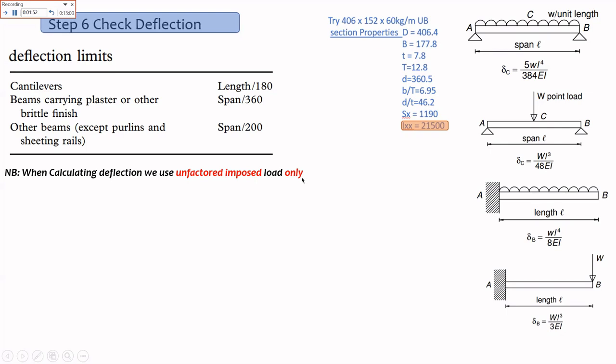We don't use the dead load, and we don't factor the imposed load. So we use unfactored imposed load. Please take note of that. Take note of that. All right.